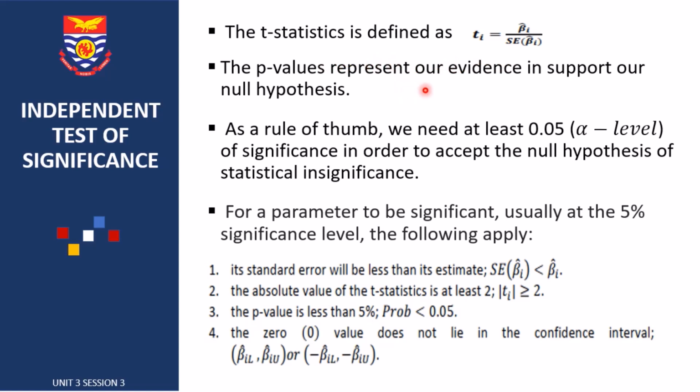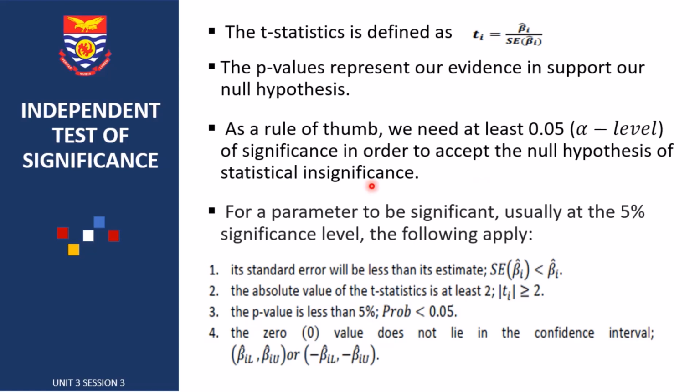The p-values represent our evidence in support of our null hypothesis. The p-value will tell us whether we should reject or fail to reject our null hypothesis. As a rule of thumb, we need at least a 5% significance level, which is the alpha level, in order to either reject or fail to reject. Our acceptance of the null hypothesis is simply saying that we have failed to reject the null hypothesis.